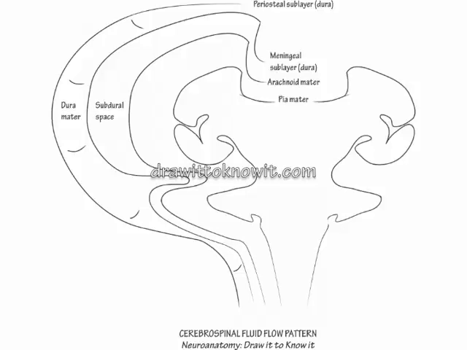Now draw the pia mater as the layer directly overlying the nervous system parenchyma. Between it and the arachnoid mater, label the subarachnoid space. Cerebrospinal fluid originates within the ventricles.